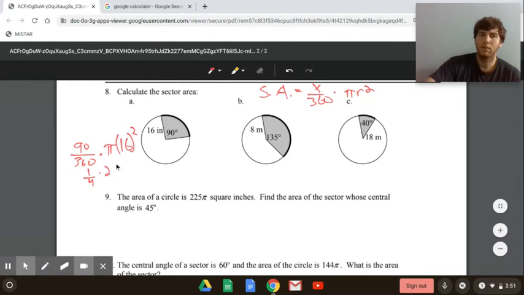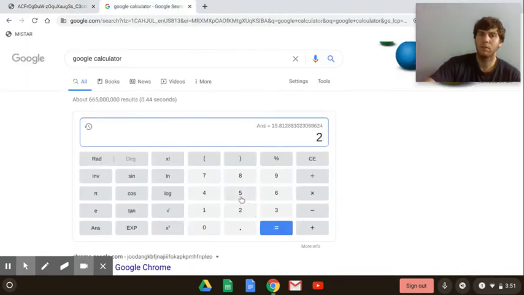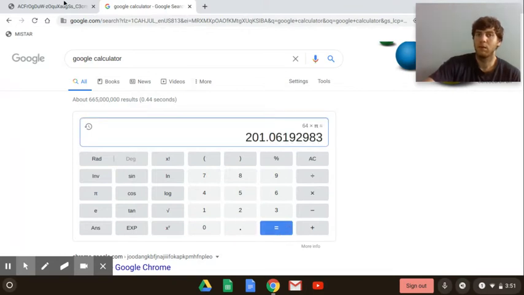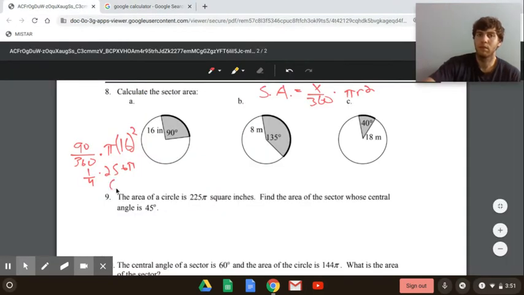Right, this is 256 pi. Right, so your area is 256 pi, but we don't want the area of the whole circle. We just want the 1/4 of it. So 256 pi divided by 4, basically 256 divided by 4 is 64 pi. Right, or you could put 201.1. Okay, but I like 64 pi.